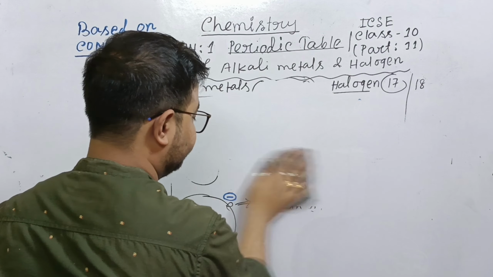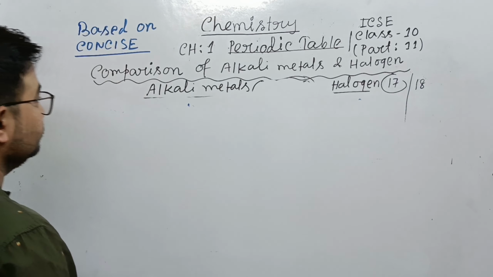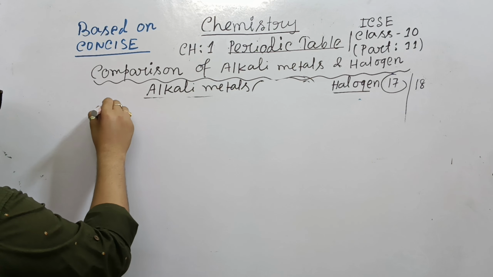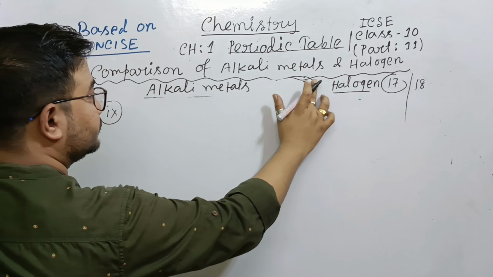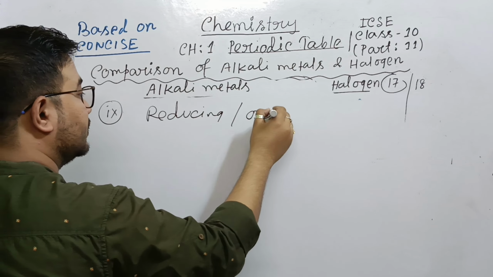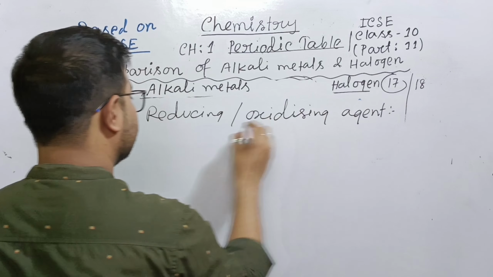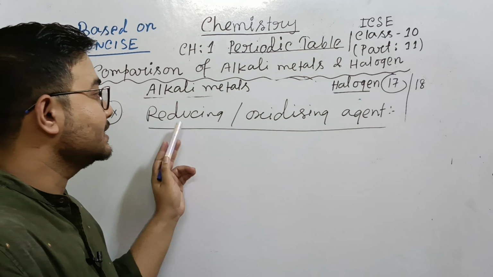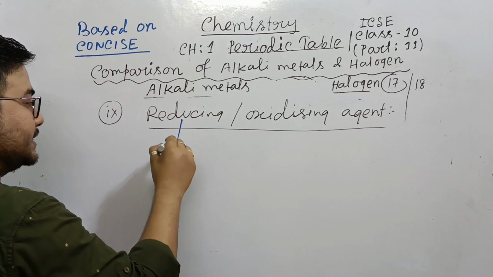Point number 9. Point number 9 is about reducing and oxidizing agent. Very, very important concept. Most of the students face difficulties to understand these two concepts. So give focus. What is a reducing agent?